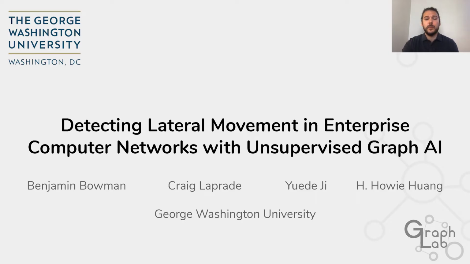Hi, my name is Benjamin Bowman, and today I'm going to present our work on detecting lateral movement in enterprise computer networks with unsupervised graph AI. This work was done in collaboration with Craig Laprade, Yu Deji, and Howie Huang at the George Washington University.